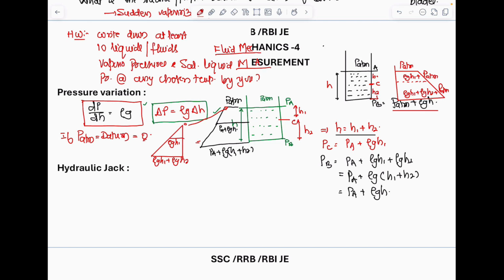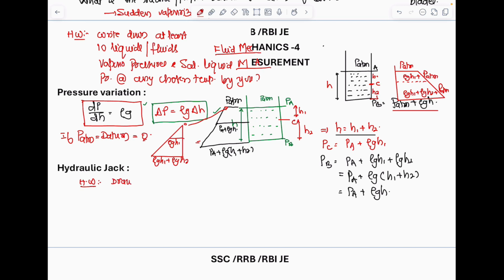Now, I want to give you homework. Because it is very important, I am giving you homework. This concept is useful for soil mechanics also. Please try to understand carefully. In soil mechanics also it is useful.